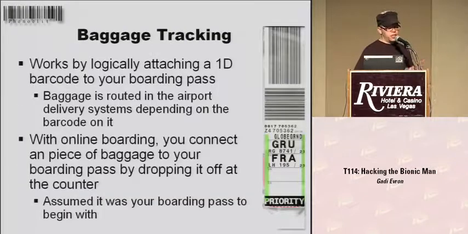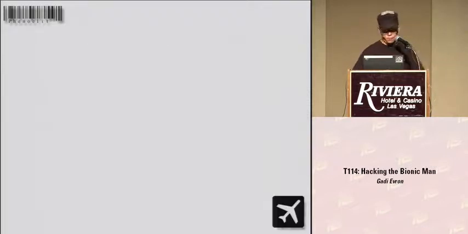On the other hand, luggage tagging actually works by logically attaching a one-dimensional barcode to your trip and to you. So baggage is routed in the airport delivery system depending on this barcode. And with online boarding, you can connect any piece of luggage that you have to your boarding pass simply by dropping it off at the counter. Like when you online check in, right? You check in online, then you got a bag, like a big trolley, you drop it at the counter, show them your online check-in boarding pass, and they're connected logically to your trip, which may not necessarily be yours.